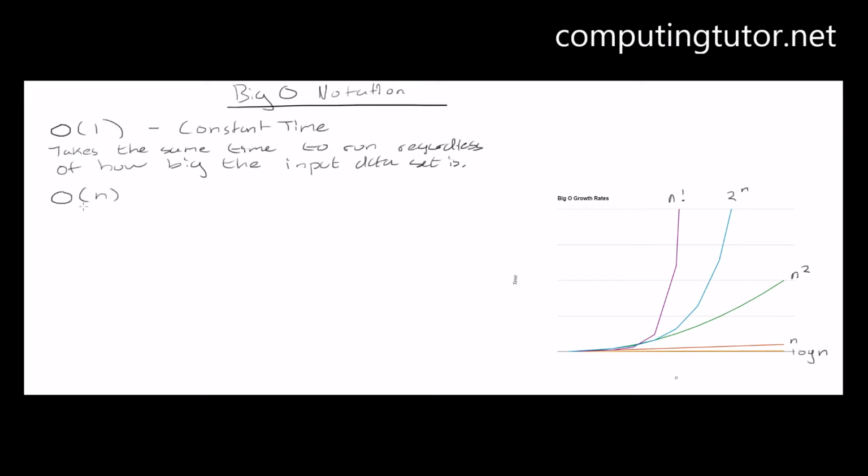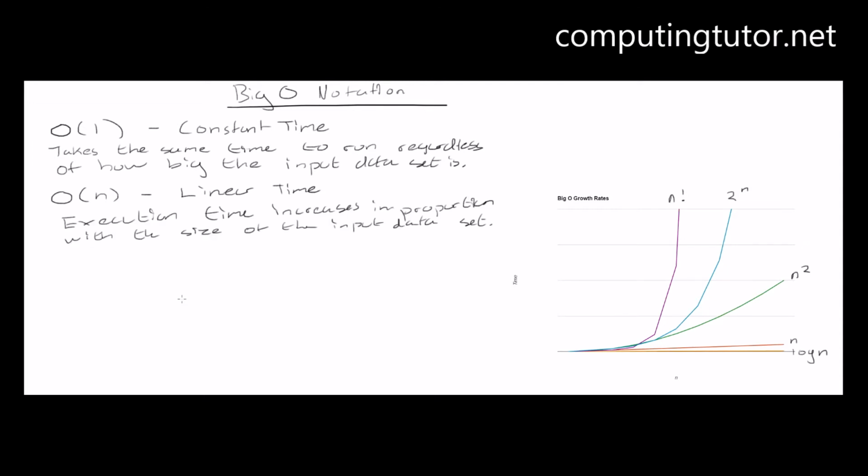Now our next time complexity is linear time. So that's O(n). And what we've got with linear time is an algorithm which takes an increasing amount of time in proportion with the size of the dataset to execute. So the time which the algorithm takes to execute increases in proportion with how big the dataset is. Okay, so with linear time, the execution time increases in proportion with the size of the input dataset.